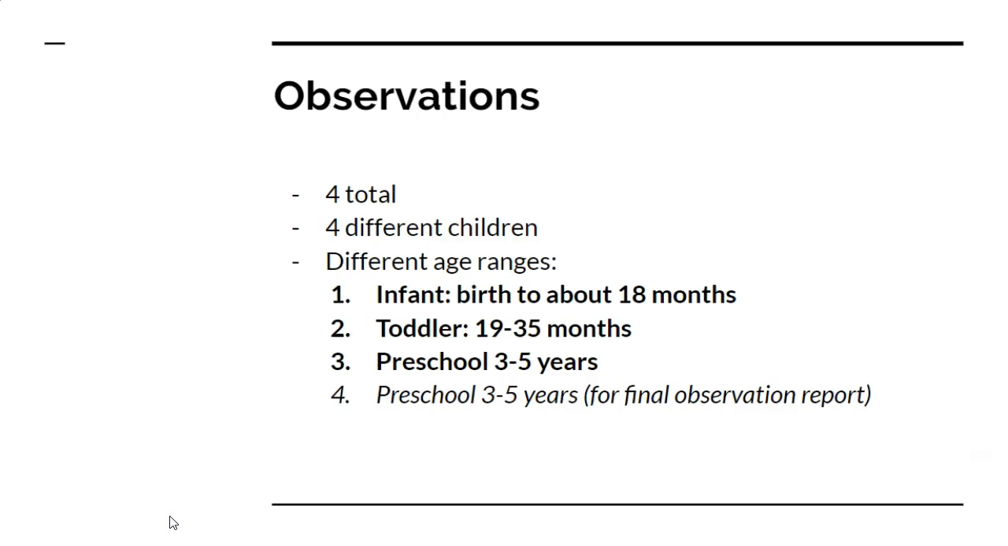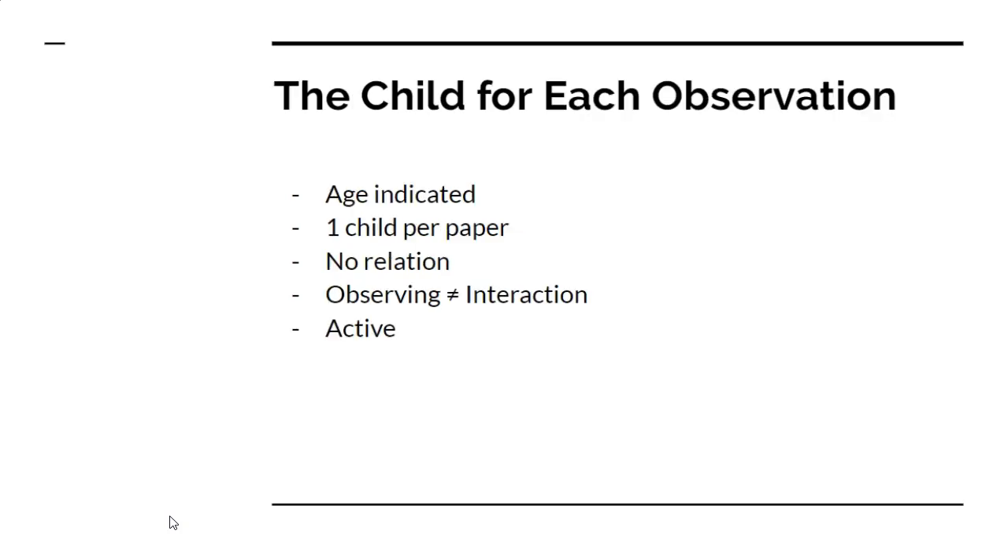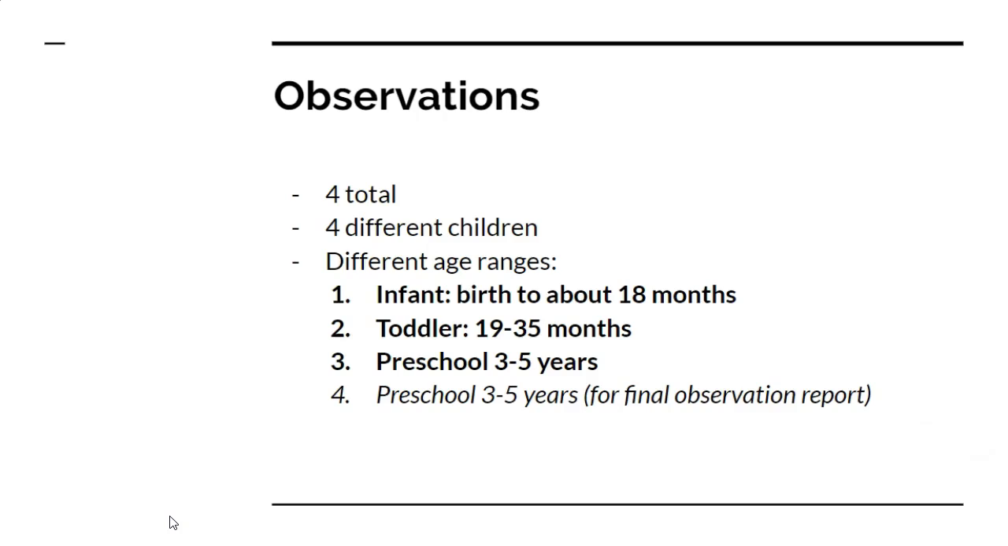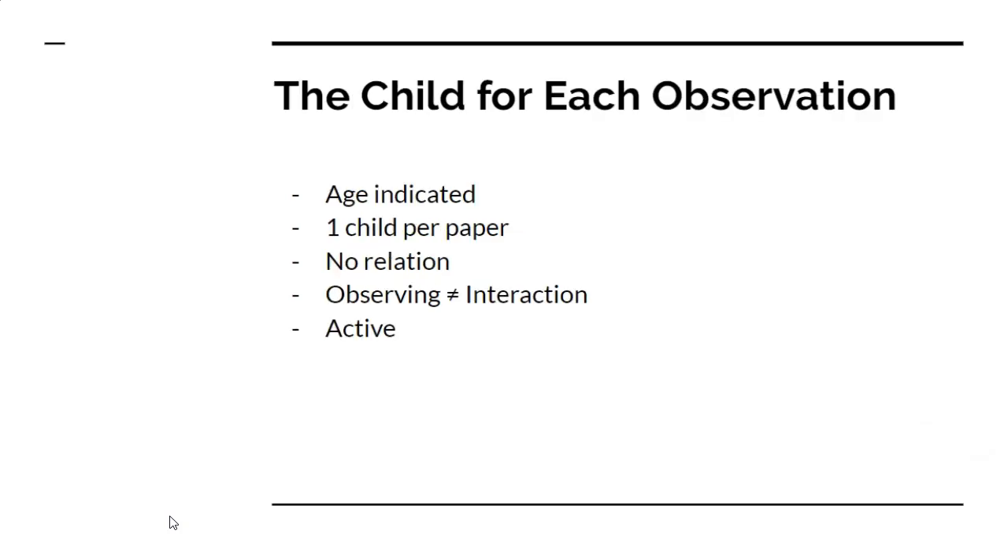So for your first 3 observations, you're going to observe young children of these different ages. The first child, an infant, so that is from birth to about 18 months. The second observation will be of a toddler from about 19 to 35 months. And the third observation will be of a preschool age child, 3 to 5 years of age. In each of your observations, you're going to be observing one child of one of the ages indicated, so one of these 3 different ages.